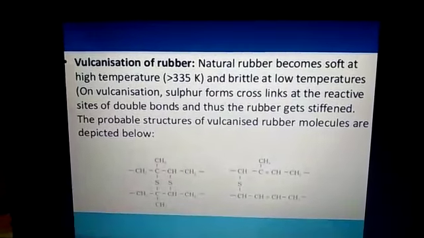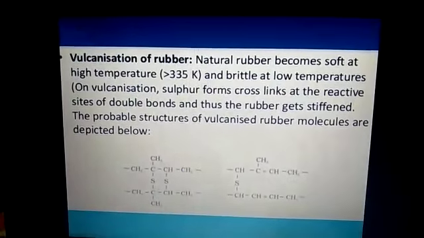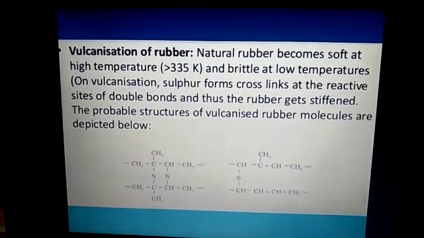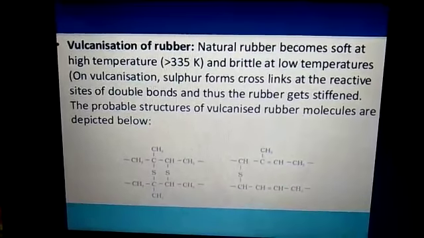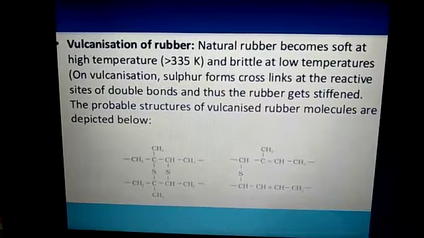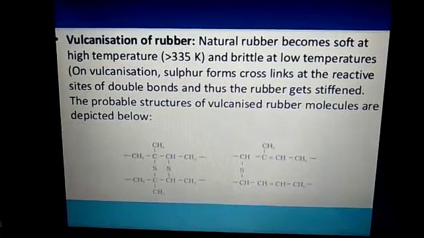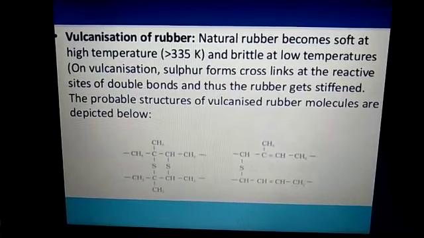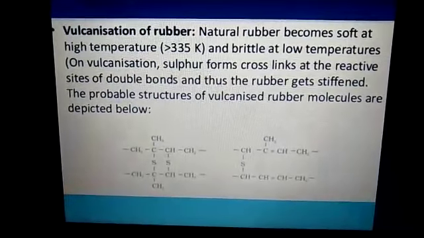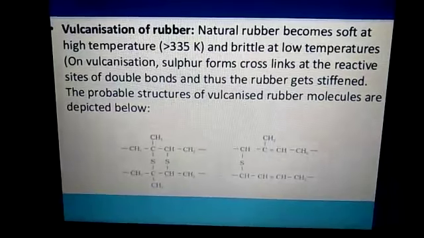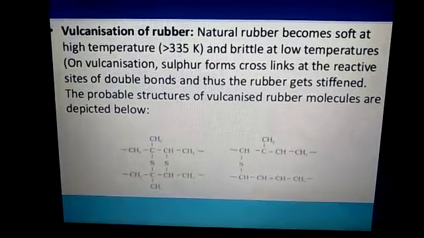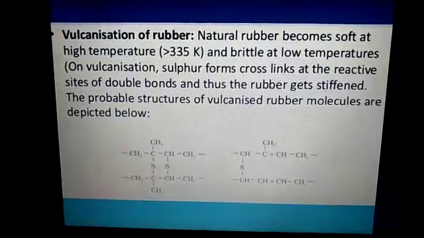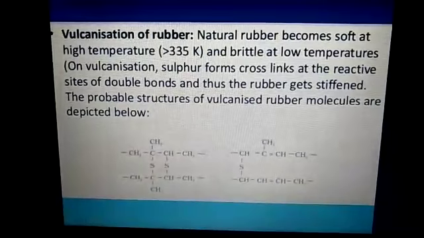As we know, the natural rubber is soft, sticky and becomes even more so at high temperature and brittle at low temperature. Therefore, rubber is generally used in the temperature range of 335 Kelvin where its elasticity is maintained. It has a large water absorbing capacity and has low tensile strength and low resistance to abrasion. It is also not resistant to the action of organic solvents and is easily attacked by oxidizing agents. These properties can be improved by the process known as vulcanization.